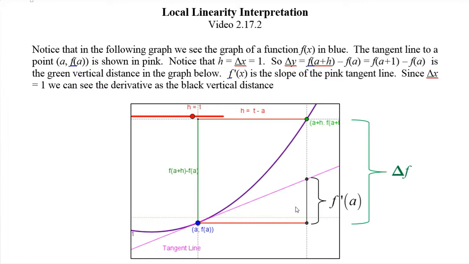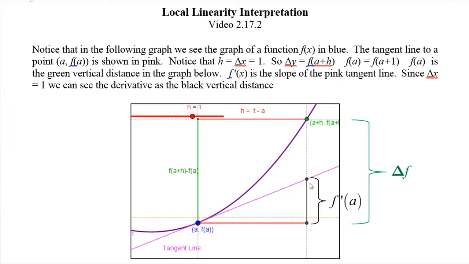then the slope of, say, this tangent line is just vertical change over horizontal change. It's delta y over delta x, but delta y is just the change in the f prime, which is over, so this vertical change over 1 is the slope of that pink line, which is the derivative. So this vertical distance right here is the derivative. It's the slope of this pink tangent line.